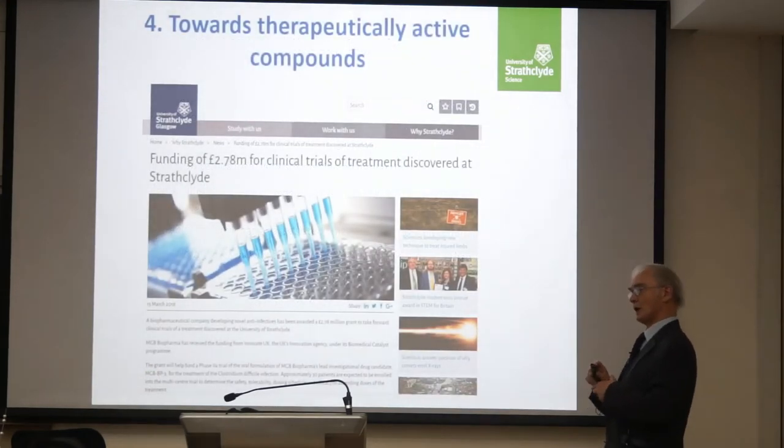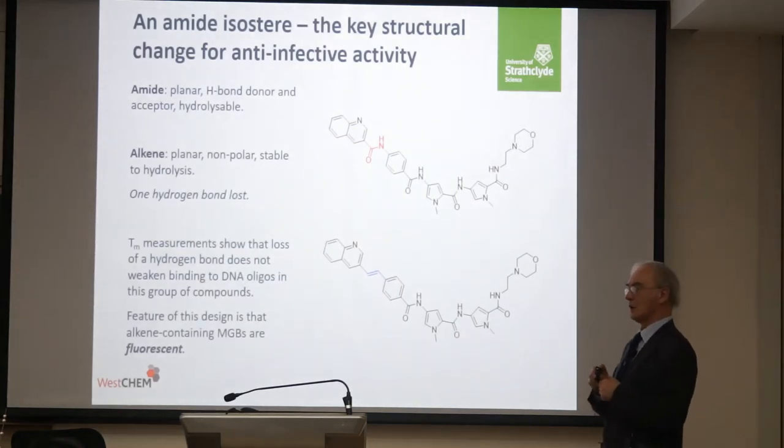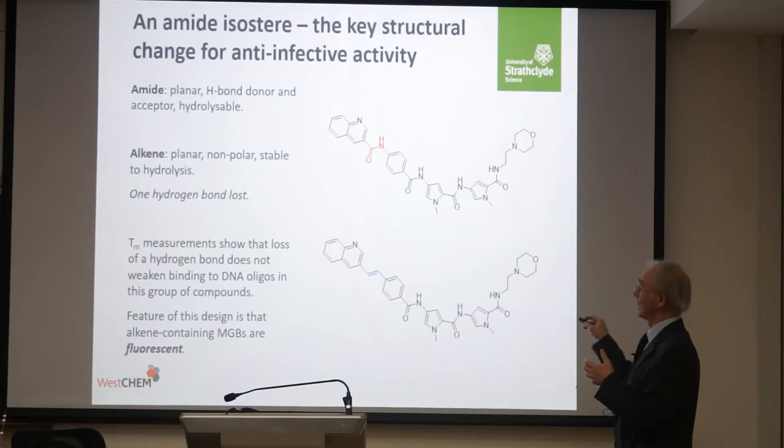Well, let's move from there now to active therapeutic compounds. Thiazotropsin A is active, but it's active against a wide number of organisms, and it's also quite a toxic compound. The key thing that got us to the range of compounds that had sufficiently interesting activity to look towards development of a pharmaceutical was the substitution of an amide by an alkene, an isosteric substitution, as a medicinal chemist would say. And when we did that, the comparative activity of these two compounds was about 100-fold better compared with the original. Now, you might say, well, you're throwing away important hydrogen bonding interactions there, and of course we are.